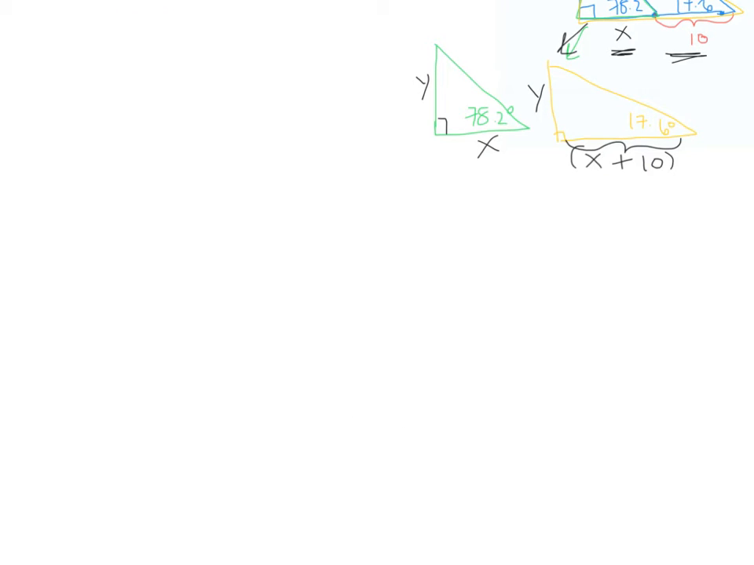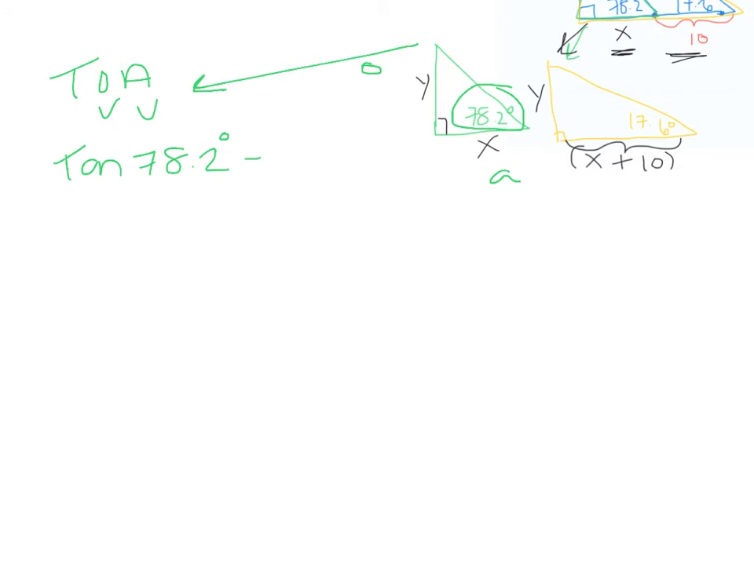When you have two different unknown variables and two different triangles, it's safe to say to set up two different equations. So I'm going to refer to angle 78.2. I'll work on the green triangle first. And I know y is the opposite and x is the adjacent. So SOH-CAH-TOA, I know TOA, O and A are the x and y. So I'm going to do the tangent of 78.2 degrees. Make sure your mode is in degrees. Opposite, which is y.